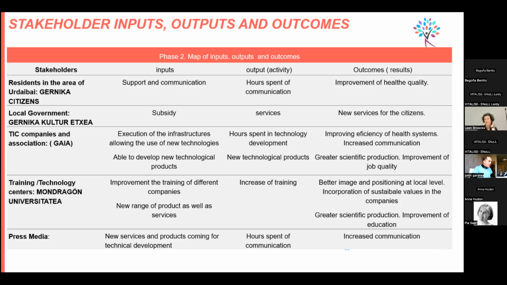For the local government, the inputs can be subsidies, money. The outputs were new services for them, co-creating services. So the outcome for them was new services for the citizens.